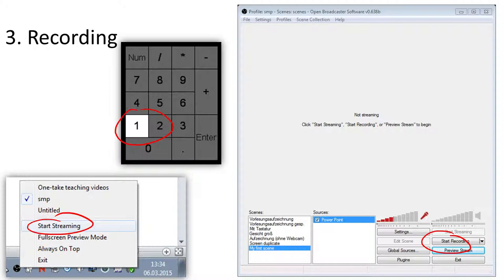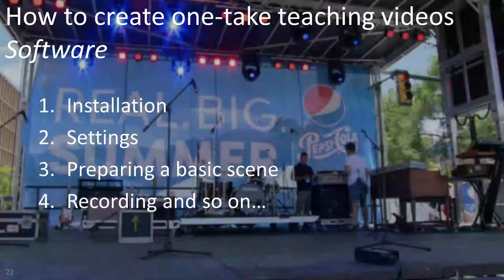After you're done recording, just go to your output folder and check out your video, rename it, and so on and so on. That is basically it. With this tutorial, you should be able to produce a very basic teaching video. In future videos, I will show you how to create fancy designs for your videos or use multiple scenes within the same video.